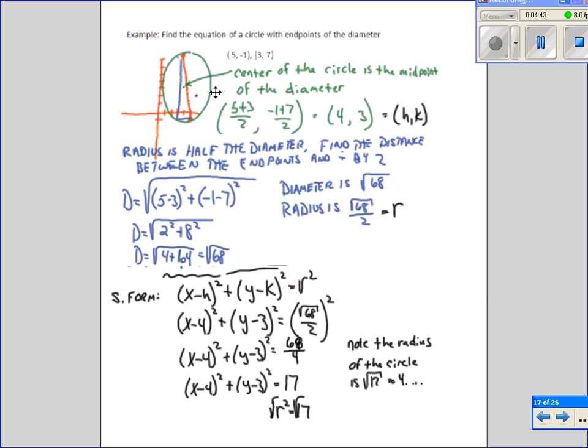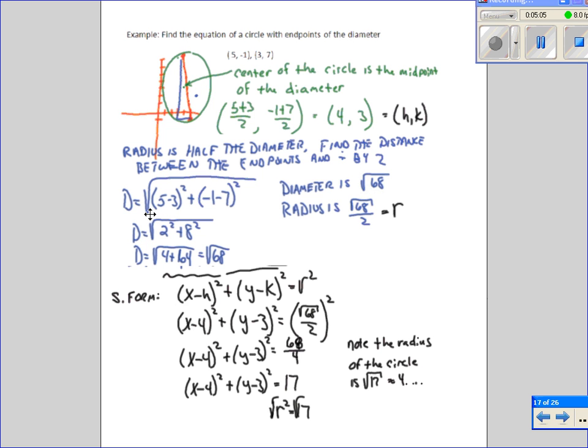So we can use our midpoint formula, 5 plus 3 over 2, negative 1 plus 7 over 2, and that gives us the center of the circle, h, k. That'll be the point 4, 3. And again, looking at our sketch, make sure it looks reasonable. The radius is half the diameter, so one way to find the radius is to take the distance between the two endpoints and then divide that by 2.